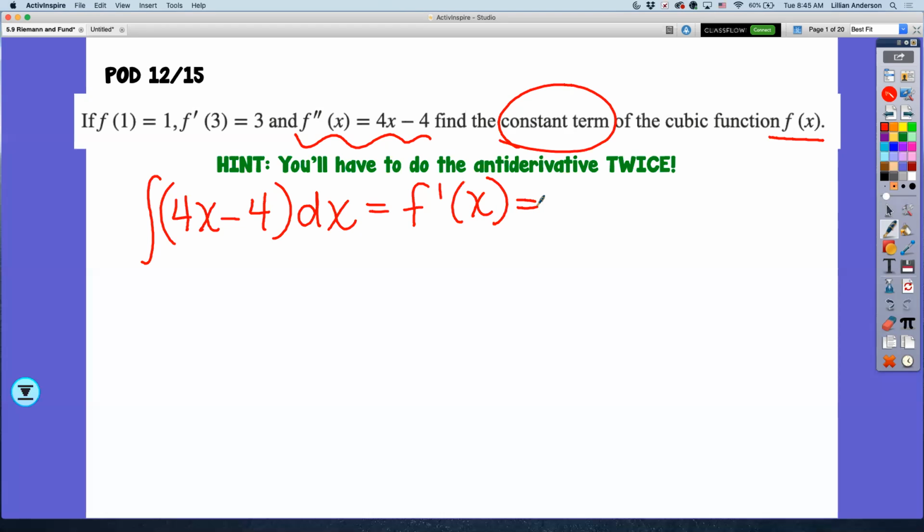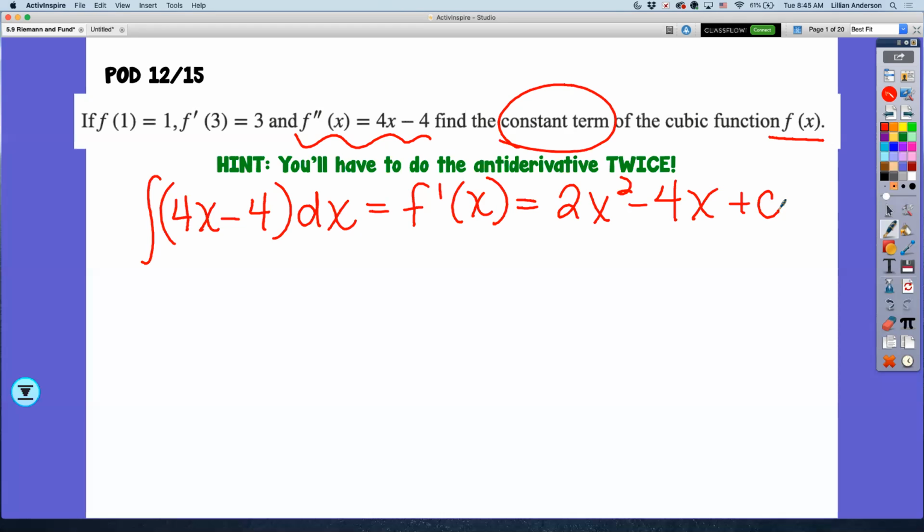So the first derivative is going to be the antiderivative of this. What's the antiderivative for 4x minus 4? 2x squared minus 4x minus c. You said minus c? Yeah, minus c or minus 3. Well, sorry, technically it's plus c first, right? So we do the antiderivative.